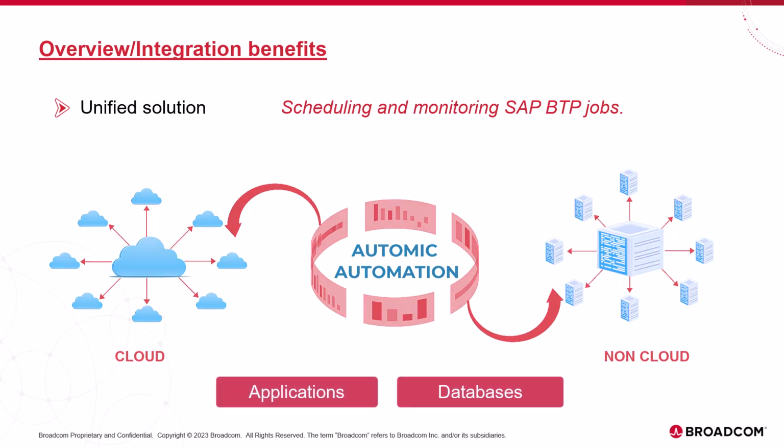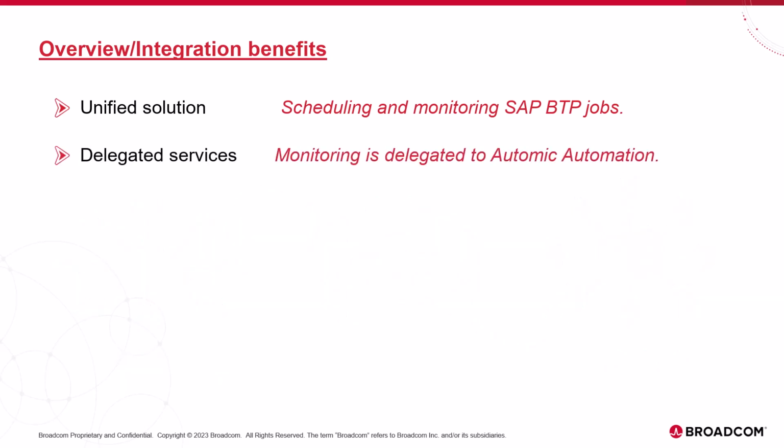applications and databases. SAP BTP's role is reduced to start the jobs. All other functions, especially those pertaining to automation, are delegated to Automic Automation. This means that we don't have to log into the SAP BTP environment and keep on refreshing it by ourselves. Automic Automation manages all the execution and monitoring aspects.